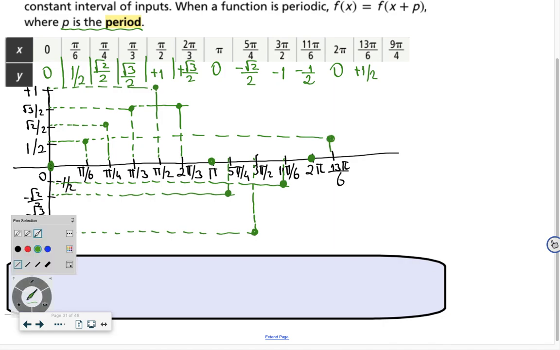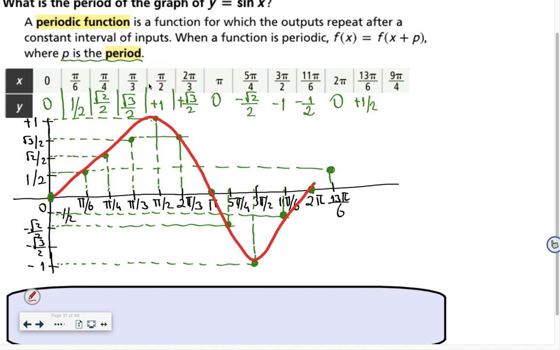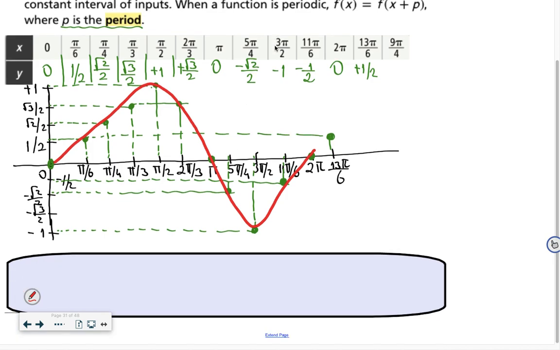If you combine those points, ladies and gentlemen, you can get that. Let's start from here. It's going to connect those points. So look at this. What was the definition of the period? The period is when the y values repeat themselves. A periodic function is a function for which the outputs, which means that y values, repeat after a constant interval of inputs. After the 2 pi, you see, look at here, the y coordinates start repeating themselves.